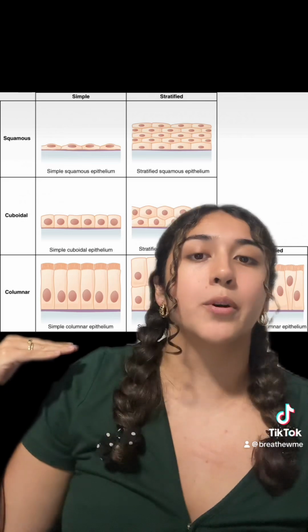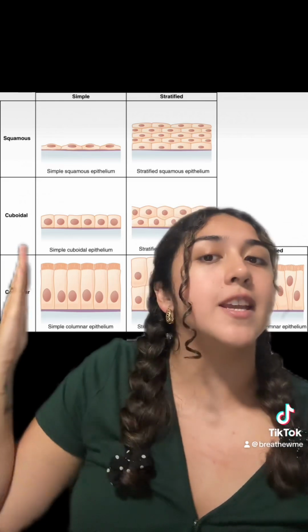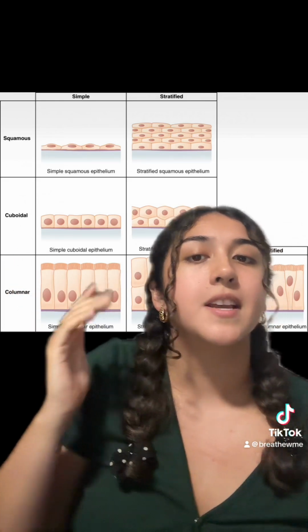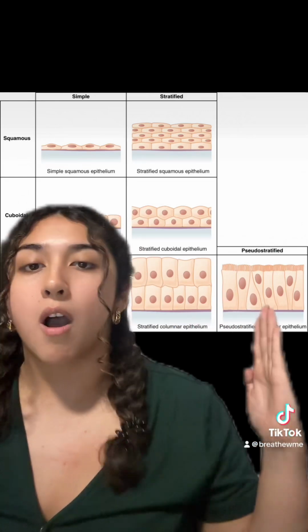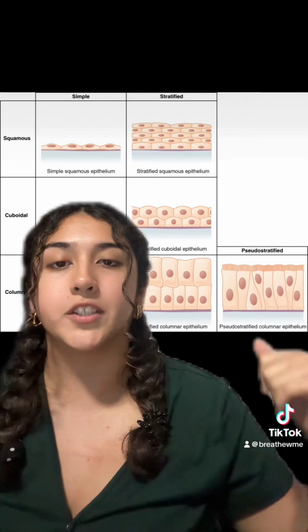Here we have simple columnar epithelium, right? It gives the appearance of columns. And then here we have stratified columnar epithelium, where those same columns are now stacked on top of each other.